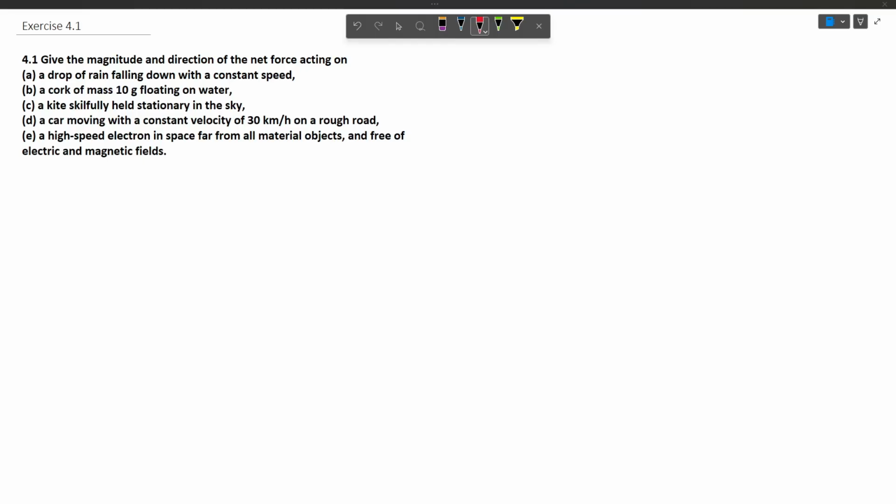The question says: give the magnitude and direction of the net force acting on a drop of rain falling down with a constant speed. So here, a drop of rain is falling under constant speed.